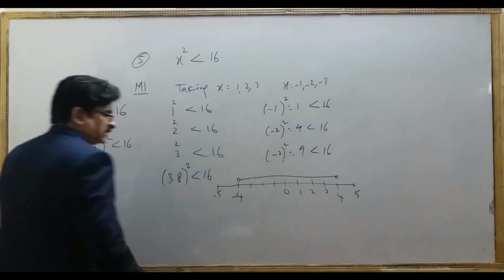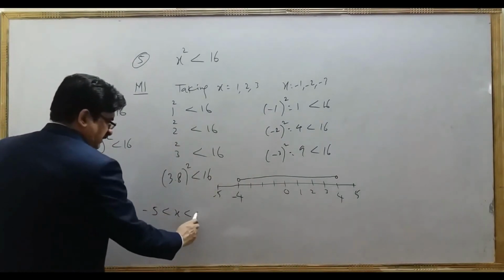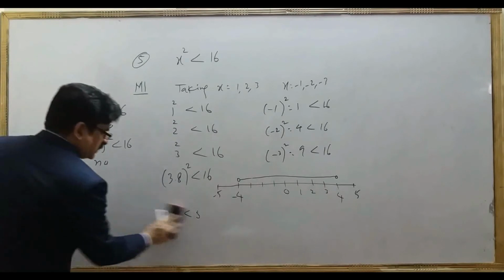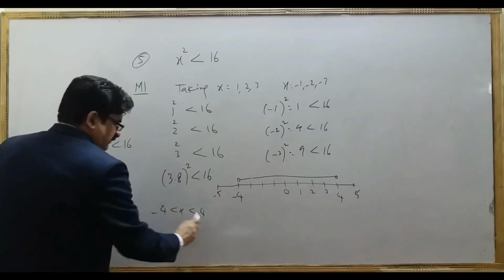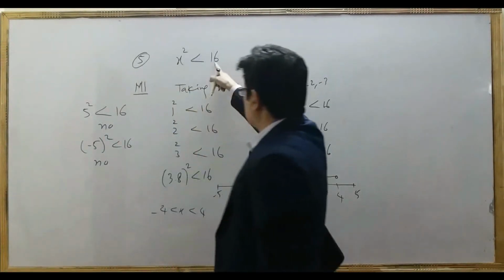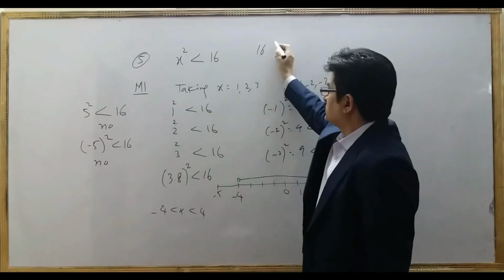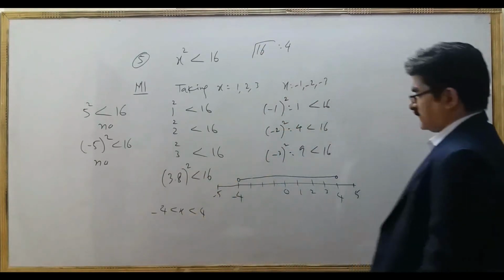So the final answer is minus 4 less than x less than 4. You can simply remember also that if you take the square root of 16, it becomes 4. So this will be the minimum and this will be the maximum value.